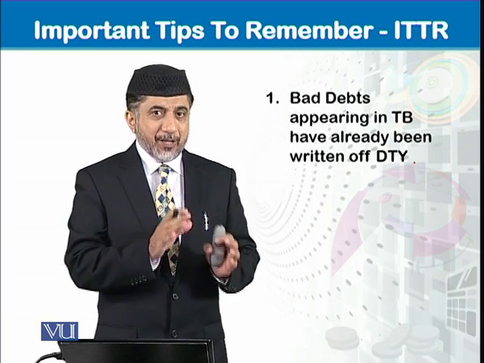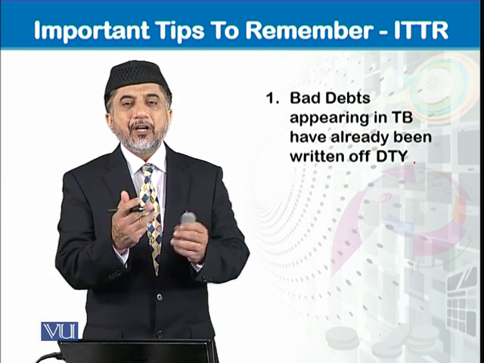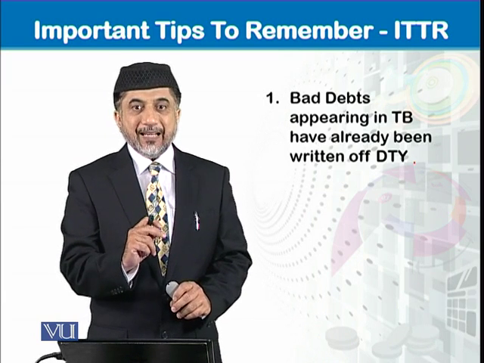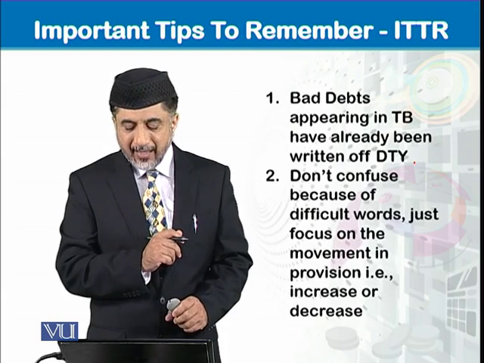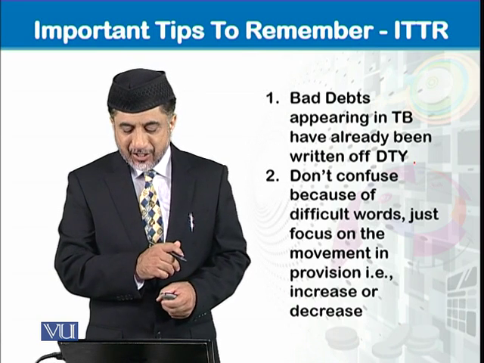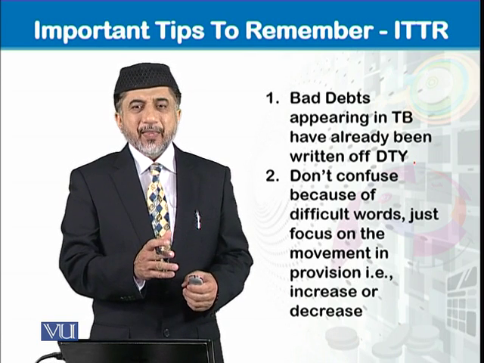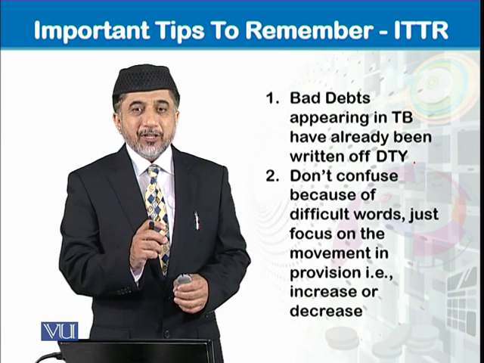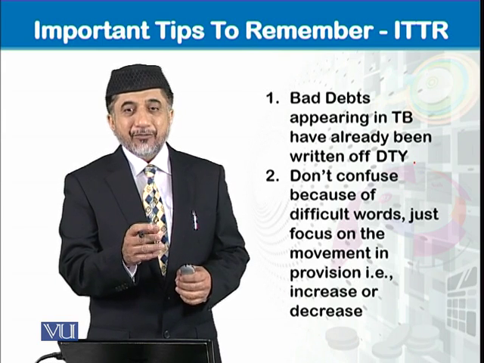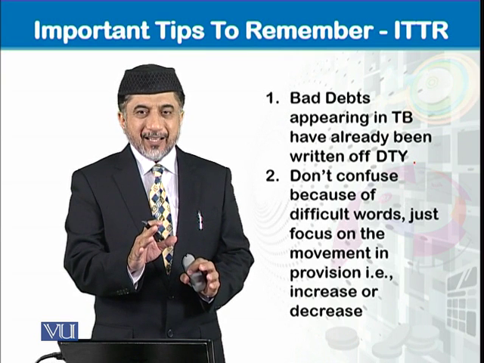So the important tips to remember in this module are that bad debts appearing in trial balance have already been recorded. We have to pass accounting entry for further bad debts to be written off. Okay? And don't confuse because of different words. Just focus on the movement in provision, that is increase or decrease. Mostly students cram that if there will be a word to, we will do this. If there's a word at, we will do this. If there's a word by, we will do this. Okay? Don't go with these concepts.